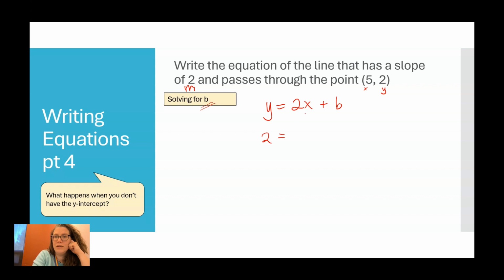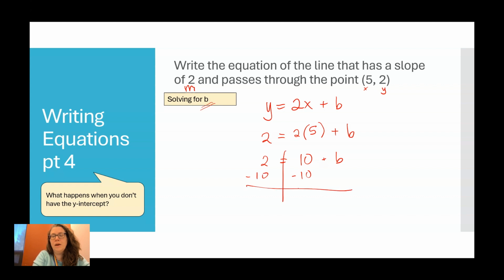So I'm going to put that 2 in for y and the 5 in for x, and I'm going to leave that plus b and then solve for it. So 2 times 5 is 10. Getting b all by itself on one side, we end up with -8 equals b.